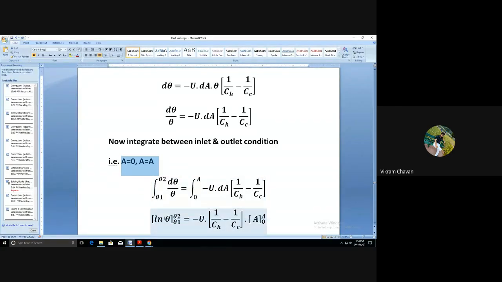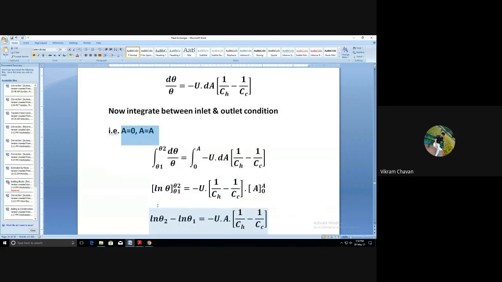So ln of theta with the limits theta 1 to theta 2 is equal to minus U multiplied by (1/Ch minus 1/Cc) multiplied by the integration of dA, which is only A, with the limits 0 to A. Next we have to provide the upper limit and lower limit.